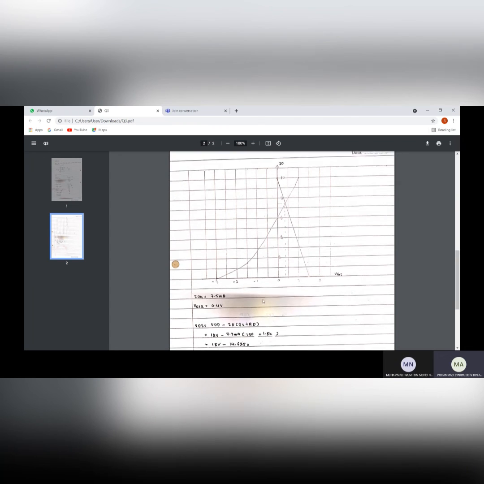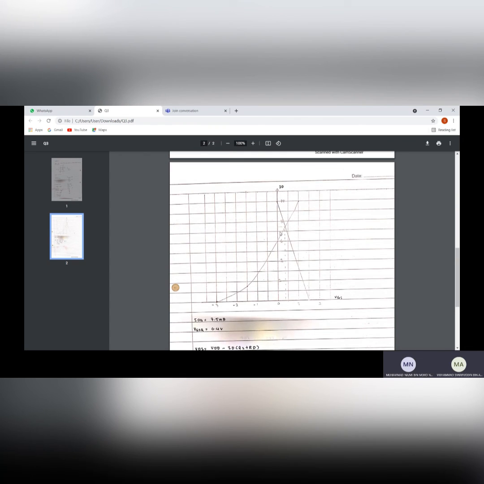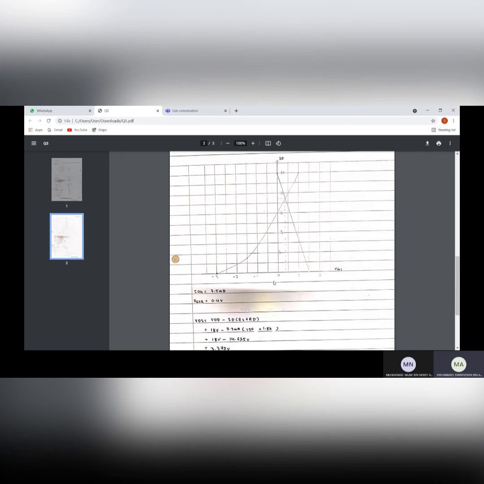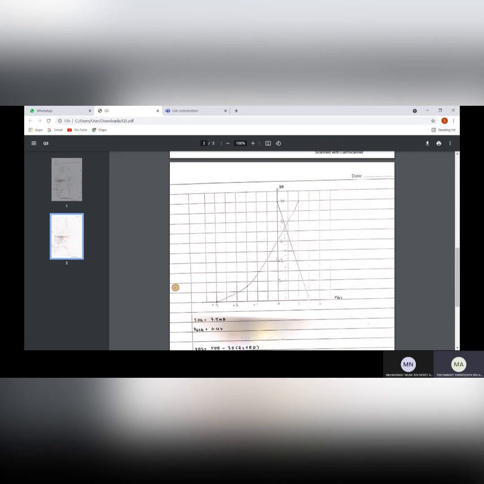For IDQ and VGSQ, I found it where these two lines intersect. At this line, I get the IDQ is 7.5 milliampere and VGSQ is 0.4 volt.